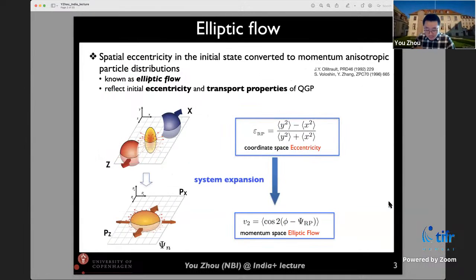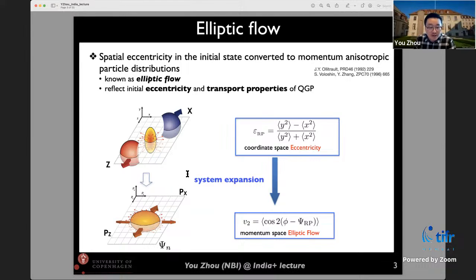Anisotropic flow is one of the key observables, which you already know from all the previous speakers, and it is a very powerful tool to study the quark-gluon plasma. The idea has also been explained by Sergey and the other speakers. So I just briefly mention that for non-central heavy ion collisions, you have this overlapped region, which has an American football shape. This spatial eccentricity in the initial state is converted into a momentum space anisotropic particle expansion, which is known as elliptic flow, proposed by Ollitrault back in 1992.